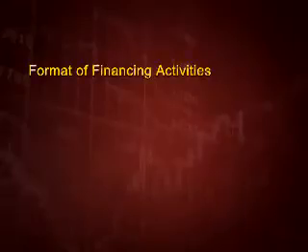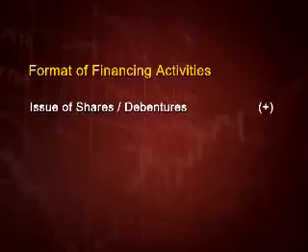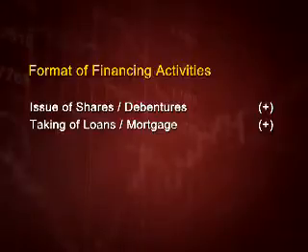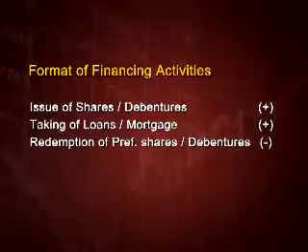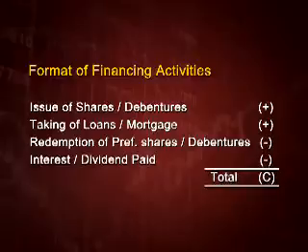Then format of financing activity, in which we are dealing with finance part of the company, that is issue of shares or debentures, money coming in, taking of loan and mortgage loan, money coming in. Similarly, redemption of preference share and debentures, the money flowing out, and interest and dividend paid on all these financing parts is money going out. So then we will arrive at the total C part.